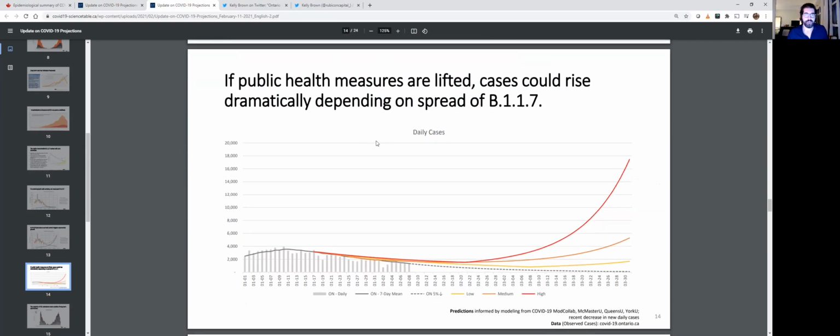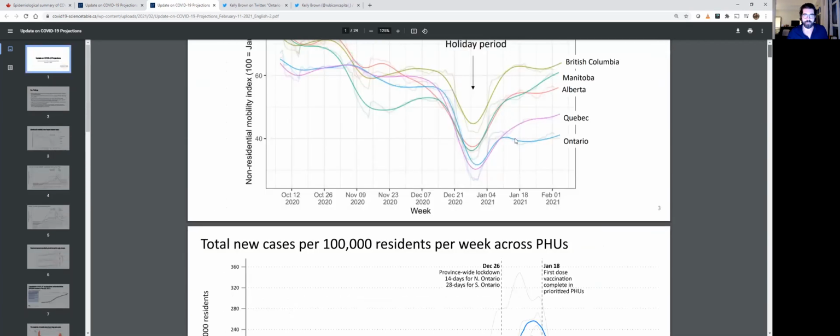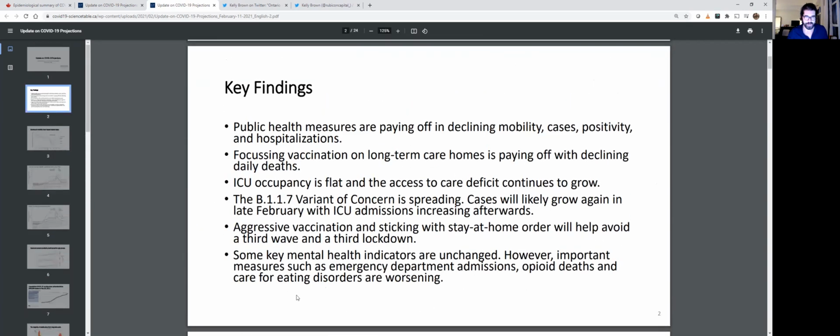So the last point that I'll make on this presentation is, this is really the first time that I've seen the Ontario Science Table acknowledge the collateral harms of lockdown by saying some key mental health indicators are unchanged. However, important measures such as emergency department admissions, opioid deaths, and care for eating disorders are worsening. So there is some admission that there are collateral harms, but almost a hedging of a bet, saying that some, however, are unchanged.